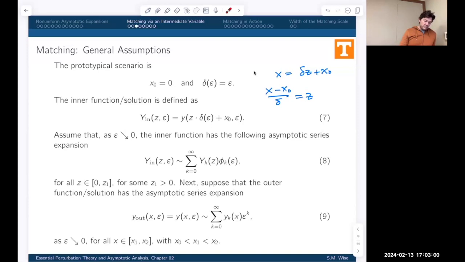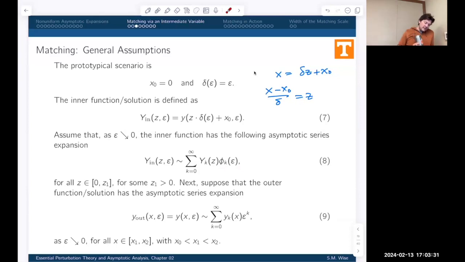So we're going to assume that the inner function has the following asymptotic series expansion. Somehow you determine that this is the correct asymptotic series expansion via the tricks that we've used so far. You make an ansatz, you compute the components, and then you go back and prove that it actually is correct. But in any case, you have an expansion of this form in this sequence of gauge functions, or asymptotic sequence.